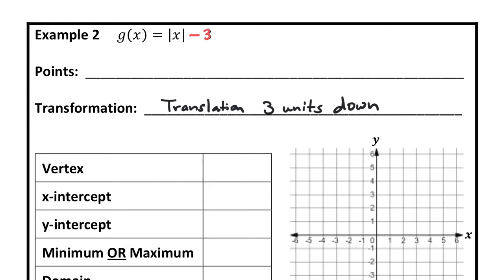And then the next step is to pick some points. Let's pick negative 2. So if I plug in negative 2 here, what's negative 2 minus 3? Well, remember, the negative 2 that I'm plugging in is inside of the absolute value. So let's do a test: the absolute value of negative 2 minus 3. The absolute value of negative 2 is positive 2, and then minus 3 equals negative 1. So my output is negative 1.